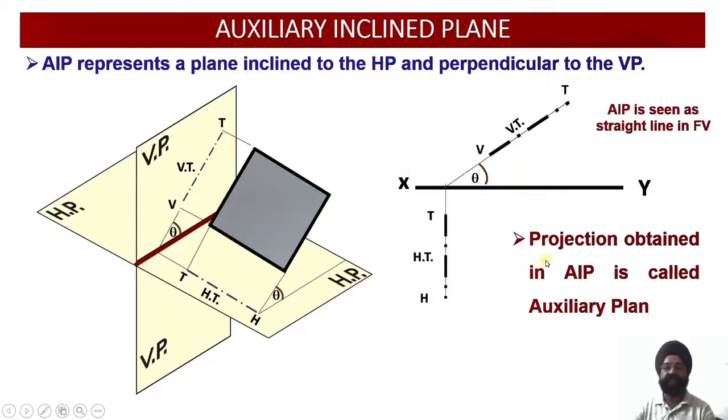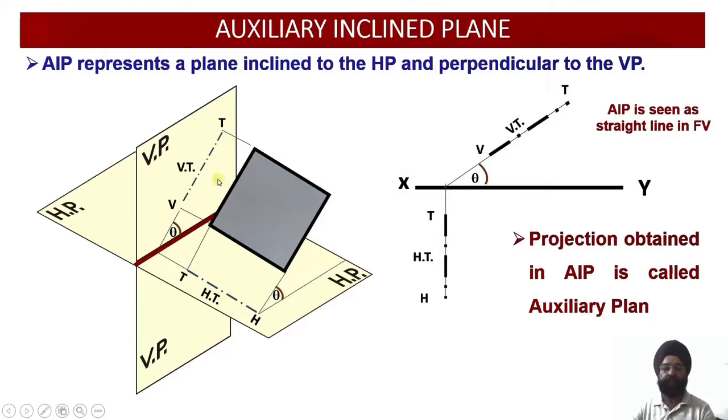The projections which are obtained on AIP, as I have already explained, will be called the auxiliary plan. And you can see, if we are looking from the front, this is our complete AIP, and looking from the front, this AIP will start appearing like a straight line. So we are going to get the edge view of this AIP as we look on the vertical plane from the front, in the front view.